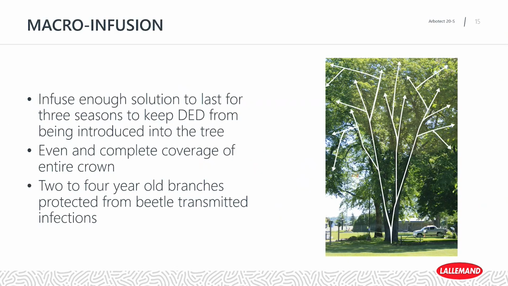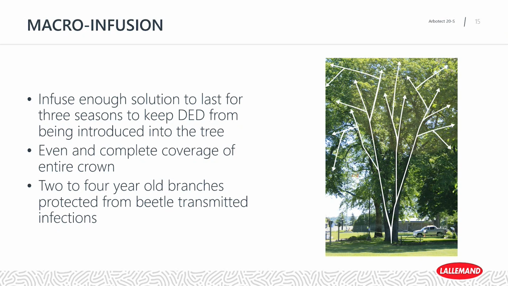Now the injection process for Arbotect is via Macro-Infusion. And so the purpose of Macro-Infusion is to ensure the complete and even coverage of 2 to 4 year old branches, so that if a beetle were to come to feed, the disease can't enter the tree. The Arbotect is in those conductive tissues, and the fungus can't enter. So infusing into the root flare is critical to the success for even and complete distribution, because the meristematic tissues in that root flare allows for lateral movement of the chemical as it's infused.